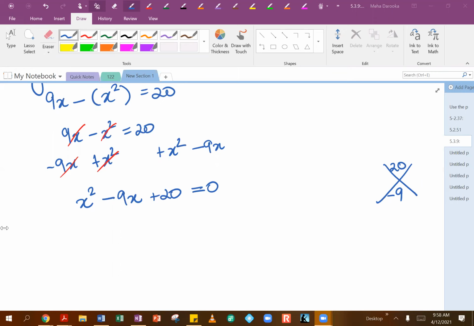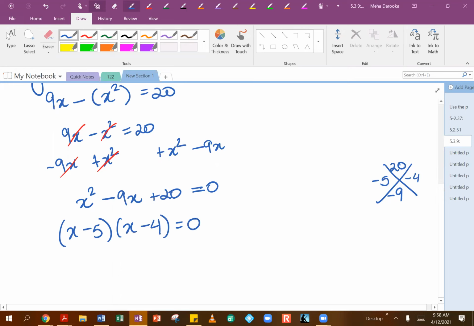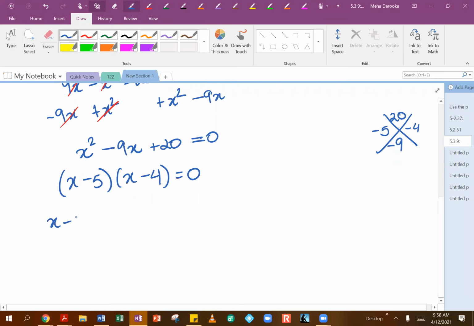−5 and −4. Yeah, very nice, Morgan. −5 and −4, because negative times negative becomes positive, so that gives you positive 20. But when we add these together, it gives us negative 9. So you can factor this into (x − 5)(x − 4). And of course, set each one of these equal to 0, and you will see how you came up with two different x values. So this tells you that you have 2 points where these graphs are going to intersect.